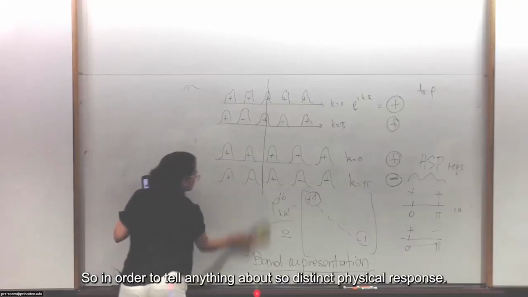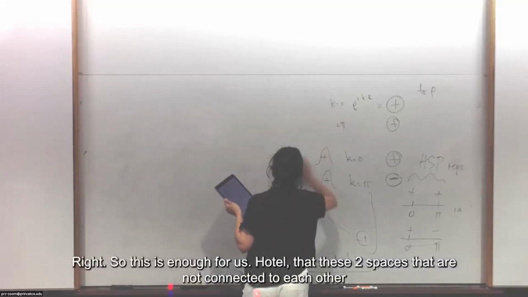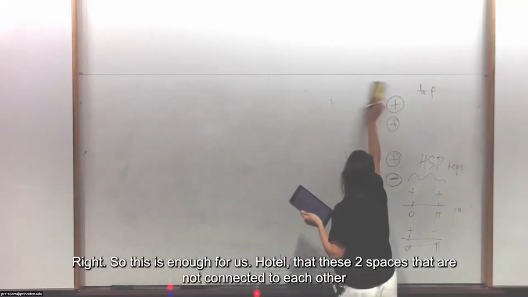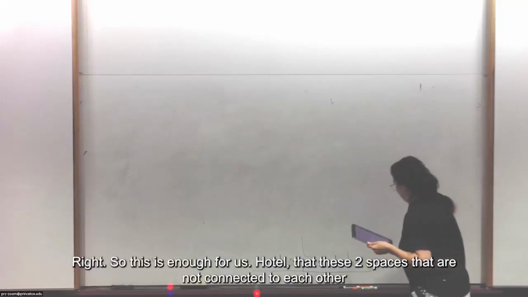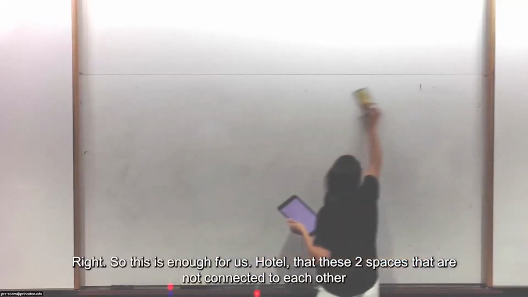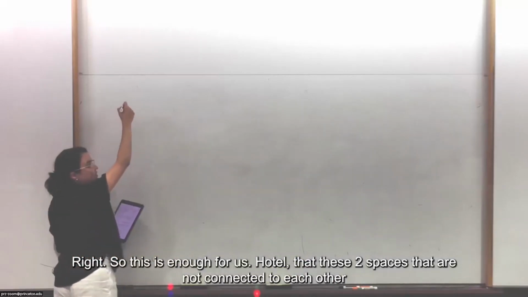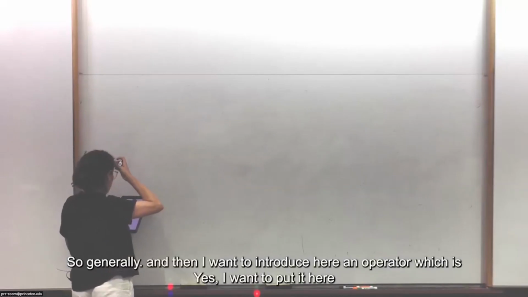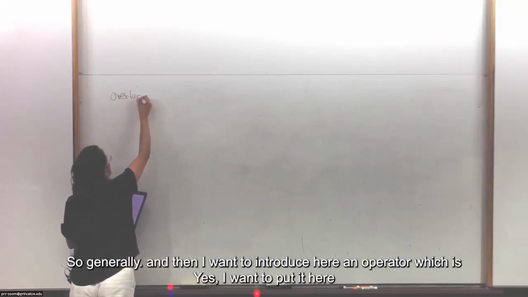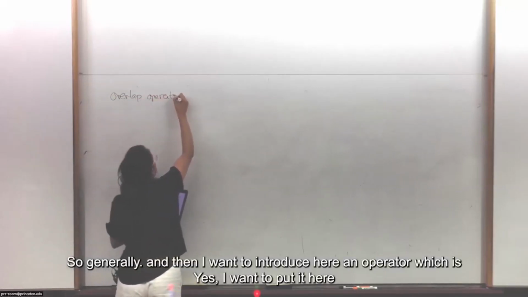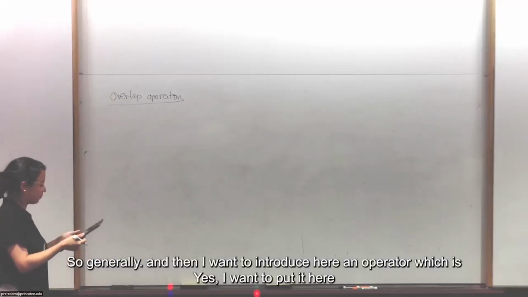So generally, I'm going to introduce here an operator which is not really used, but I want to put it here. Maybe at some point it will be written somewhere. It's a bit inspired by a paper by Vanderbilt from 2006, and it's the overlap matrix, the overlap operator. That should tell you something about whether or not the two spaces can be connected to each other.